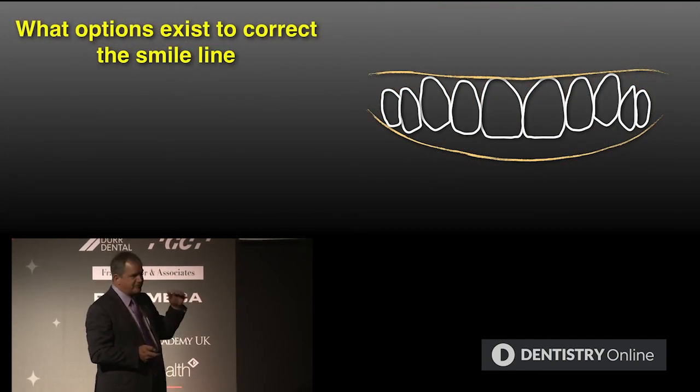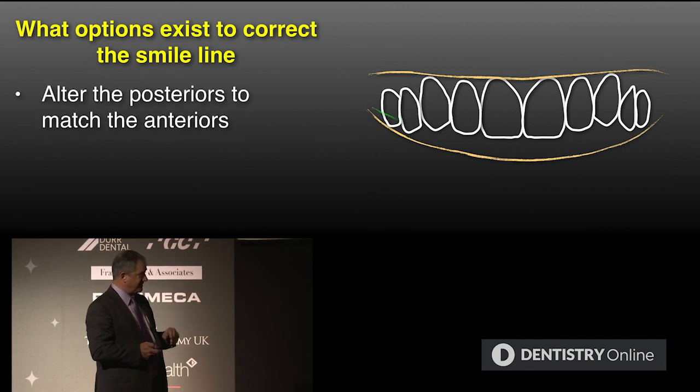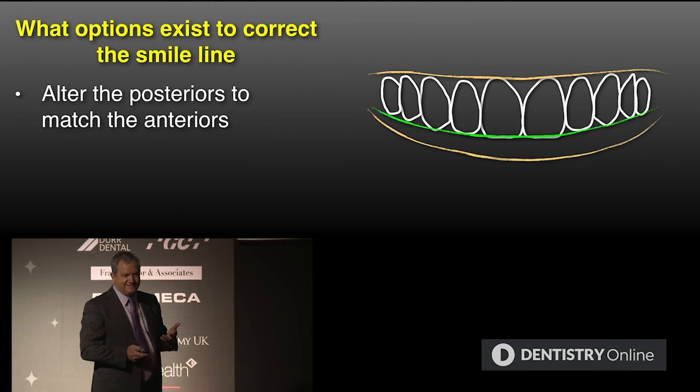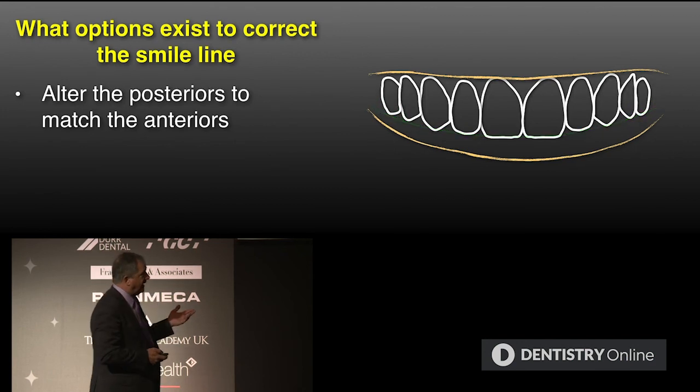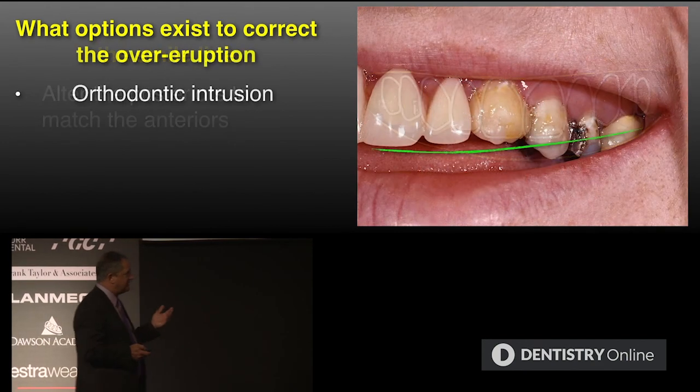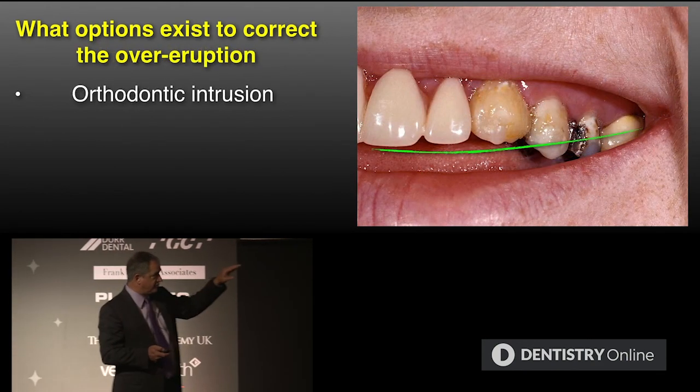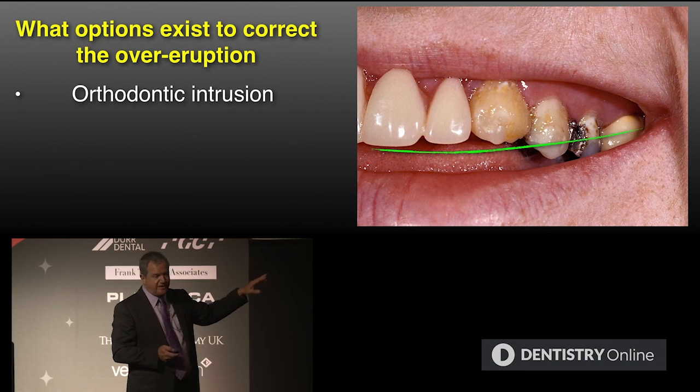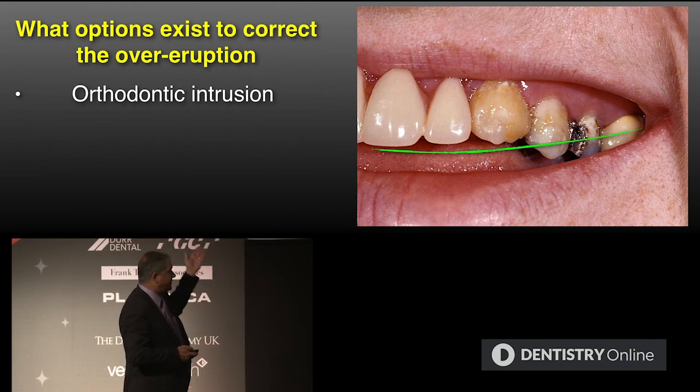What's the correct treatment for her aesthetically? Her anteriors are good. The correct treatment? Change the posteriors. It's just not as easy. So how do you do that? How do you take those premolars that are hanging down, those molars, and get them to that green line, the correct occlusal plane? Well, orthodontic intrusion.